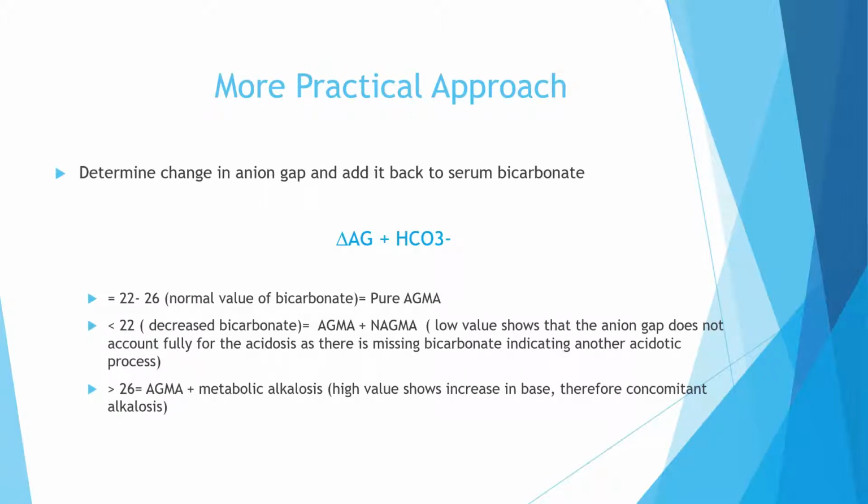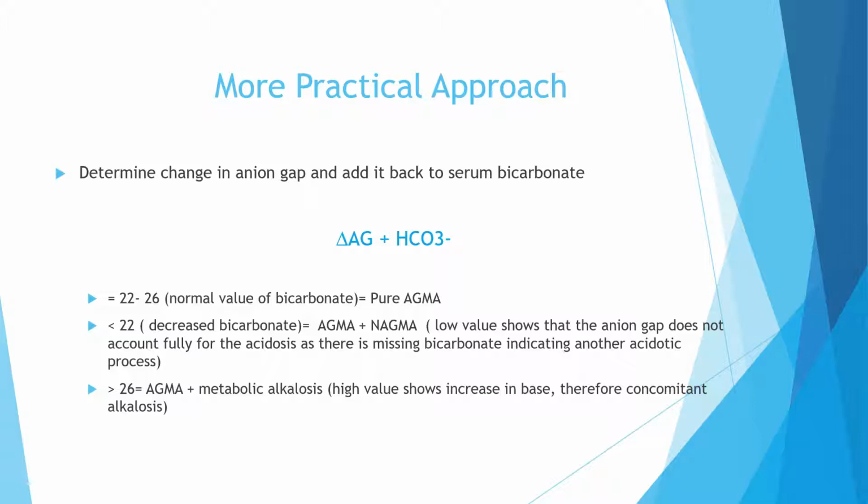A more practical approach to this, instead of memorizing that equation, is that you can take the change in the anion gap and add it back to the serum bicarb. Because like we talked about, if there is a pure anion gap metabolic acidosis, for every change in the anion gap there should be a change in the bicarb. Therefore, if you take the delta anion gap and add it back to the bicarb, and it's a normal value for bicarb, you have accounted for all of the anion gap. Therefore, it's a pure anion gap metabolic acidosis.